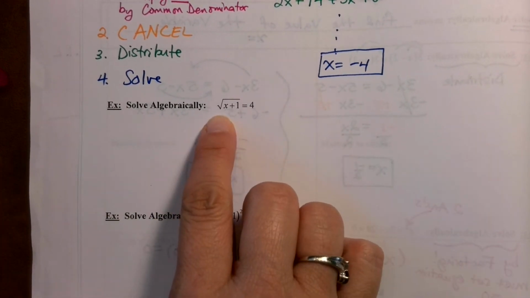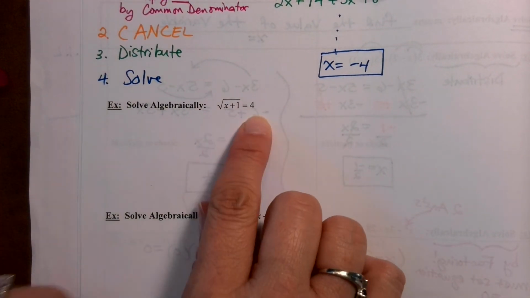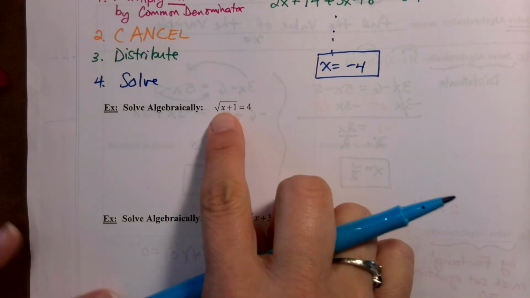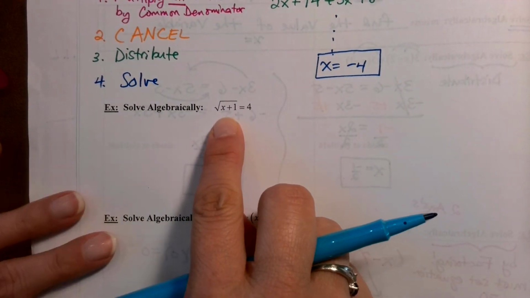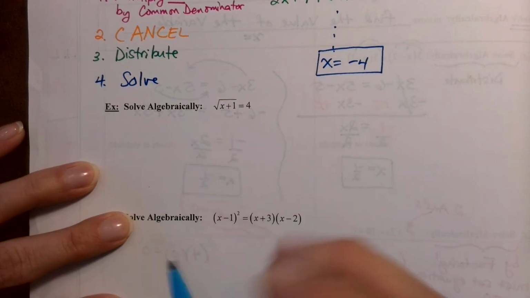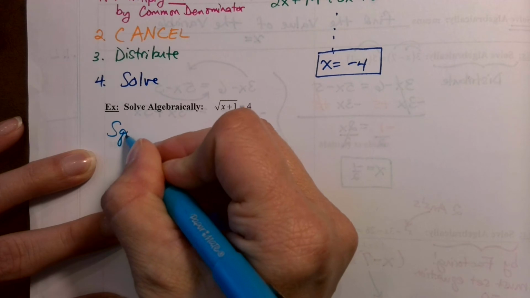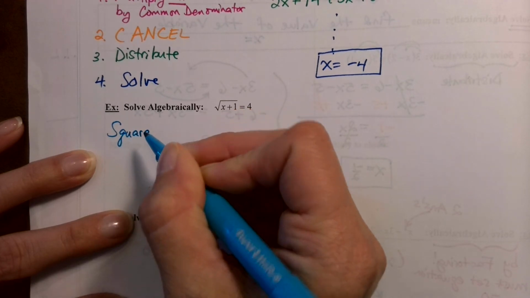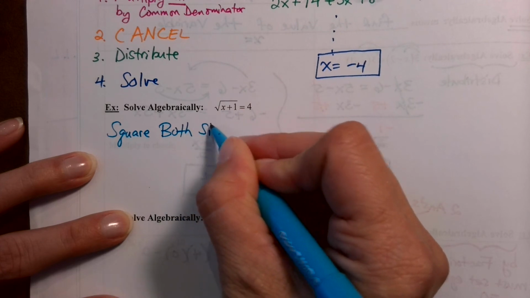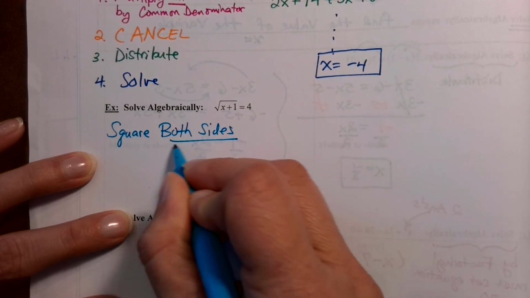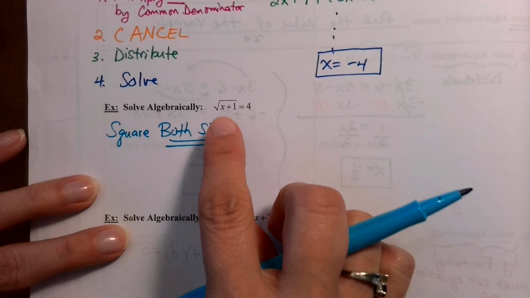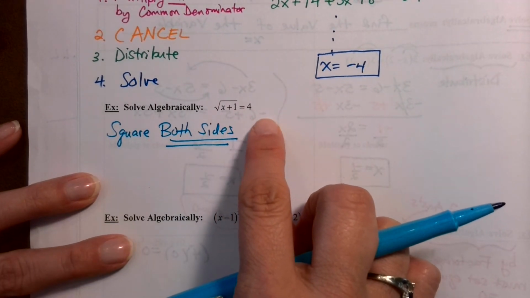The square root of the quantity x plus 1 equals 4. When you have a square root, the technique to undo a square root is to square. We're going to square both sides. You can't just square one side. What you do to the left side, you have to do to the right.